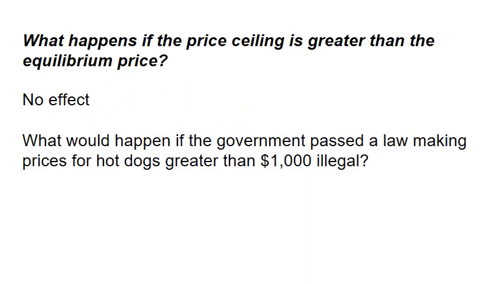Now, what happens if the price ceiling is greater than the equilibrium price? The answer is absolutely nothing. If you don't believe me, think of what would happen if we passed a law making it illegal to charge more than $1,000 for hot dogs. Well, that law is going to have no effect. Nobody's charging more than, I don't know, $25. What's the most expensive hot dog you can think of? $50, $100. Put caviar on it, $500. You wouldn't have a problem. Making it a law you couldn't sell a normal hot dog for more than $1,000 would not affect anybody.